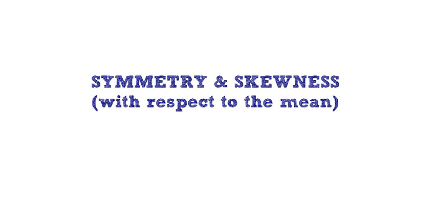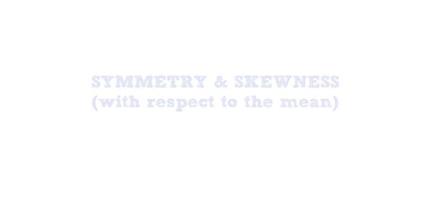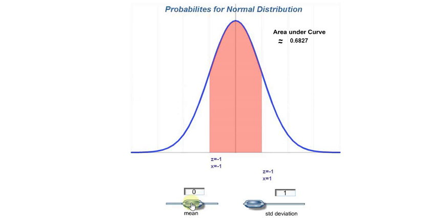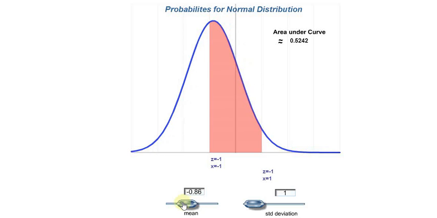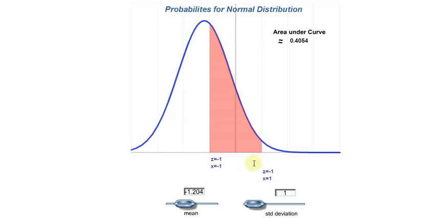Symmetry and skewness, with respect to the mean. What happens when the mean and standard deviation change? So let's say the mean goes negative or gets lowered. You can see that the mean here now is here. Okay, it gets pulled to the right of the peak of the curve.